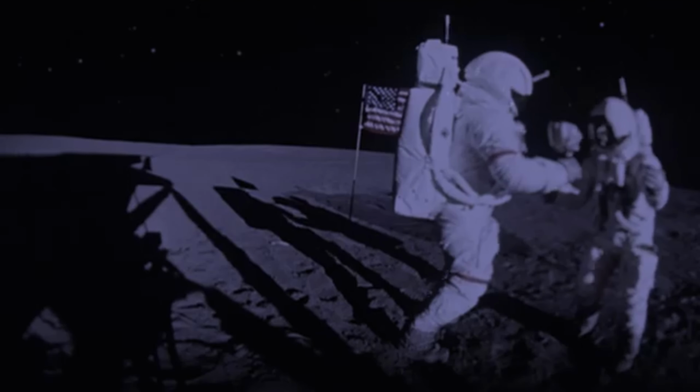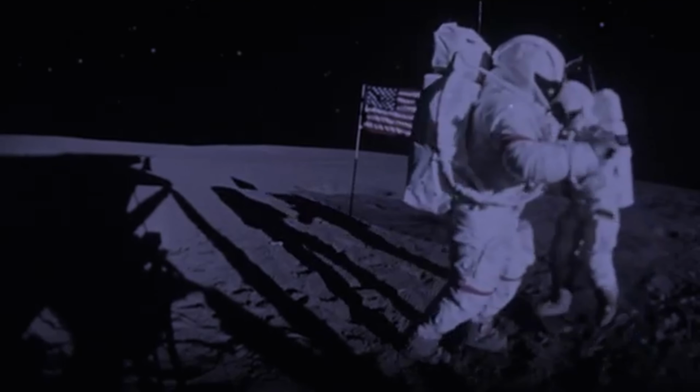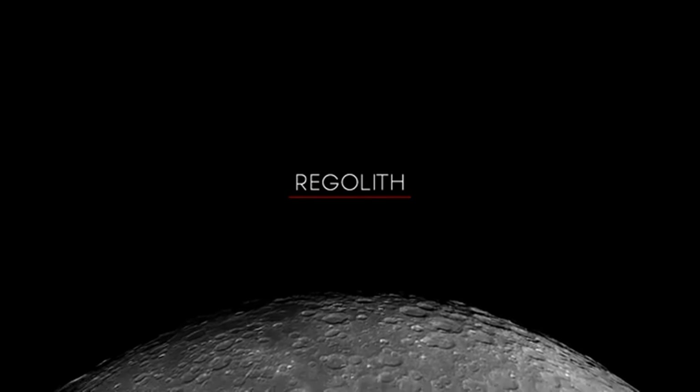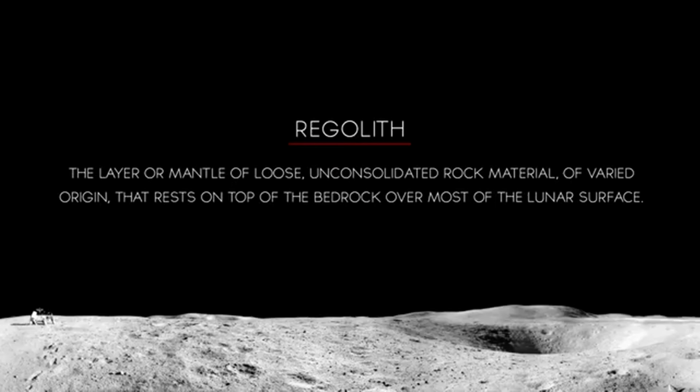Let's talk about regolith. Regolith is one of those aspects of the lunar surface that has received a lot of discussion over the years. There will be a further lecture just on regolith, but I want to touch on it here to give you an idea of what it is. The basic definition of regolith, and this is a geologic definition, is the layer or mantle of loose, unconsolidated rock material of varied origin that rests on bedrock over most of the lunar surface.